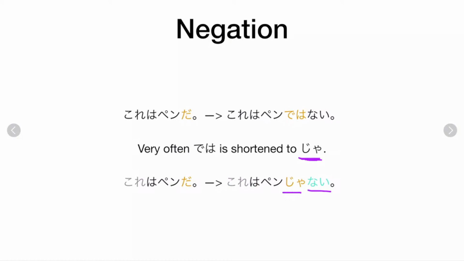And also, this model is useful to us because if we think of nai as just meaning not, then our model of the language will be simpler when we look at negating verbs, negating other kinds of adjectives, and so on. So rather than learn janai as one concept, ja nai, pen de wa nai. As for a pen, it is not.